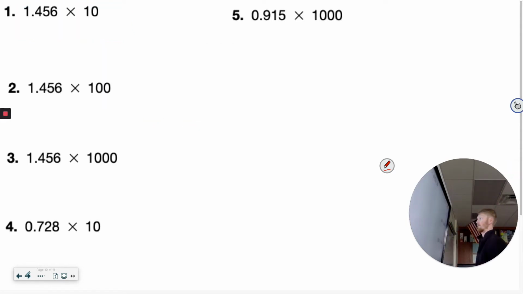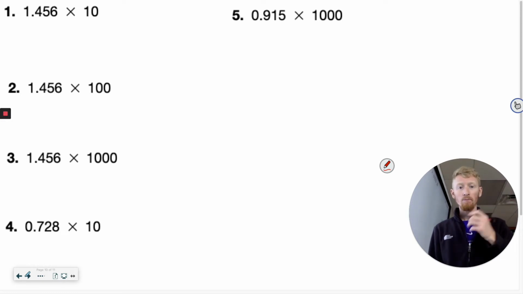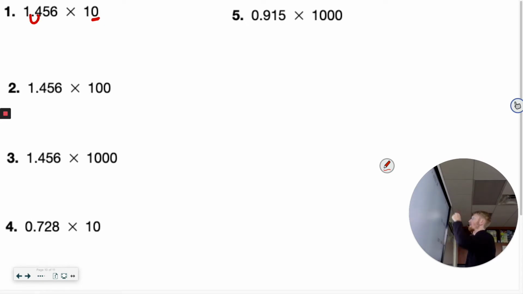Here's a few more examples. So up here I have 1.456 times 10, number 1 in that corner. 10 has 1 zero, multiplying by 10, so I move the decimal 1 space to the right. So instead of 1.456, I have 14.56. Move the decimal 1 over to the right. The number got 10 times larger.